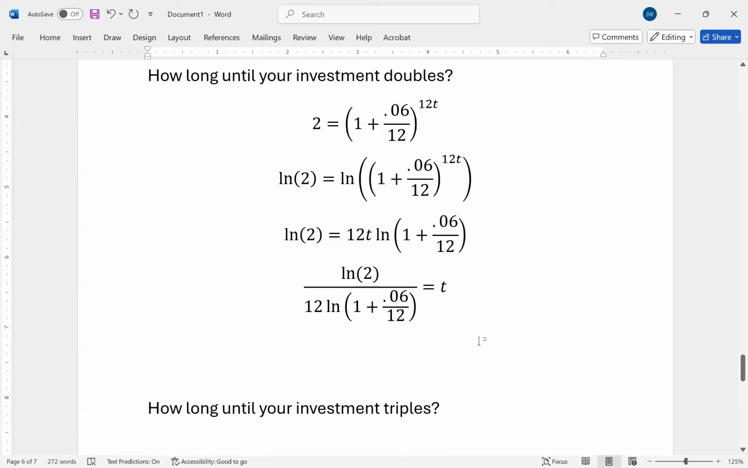The way I type that in on my calculator is I take natural log of 2 divided by natural log of 1 plus 0.06 over 12, and then hit enter, and then I divide another time by 12. And we get that the t value is approximately 11.58. In other words, it takes about 11.58 years in order for the investment to double.